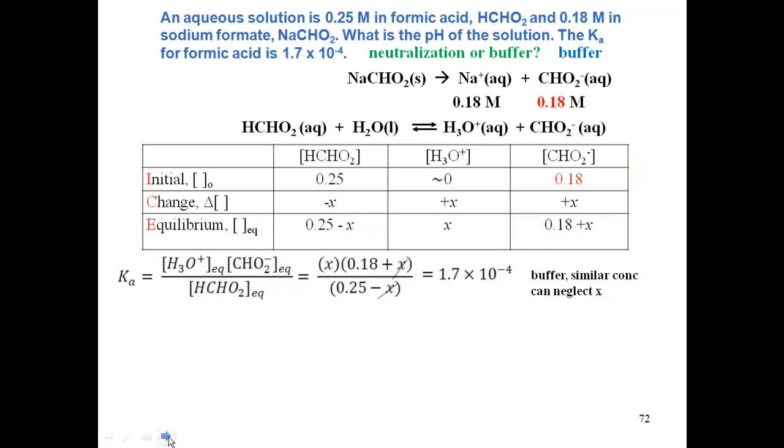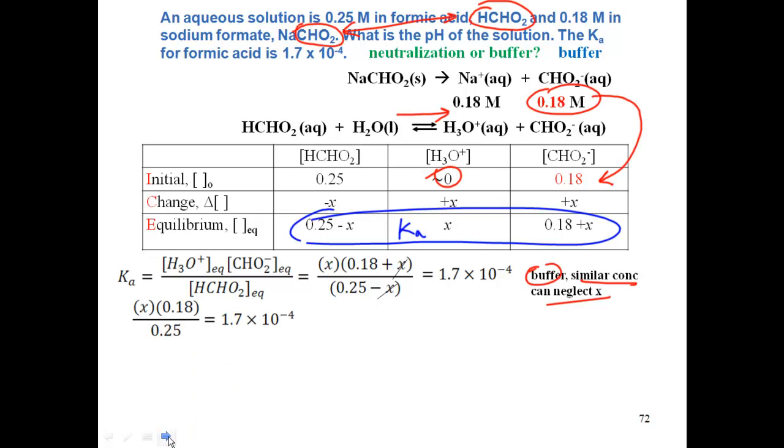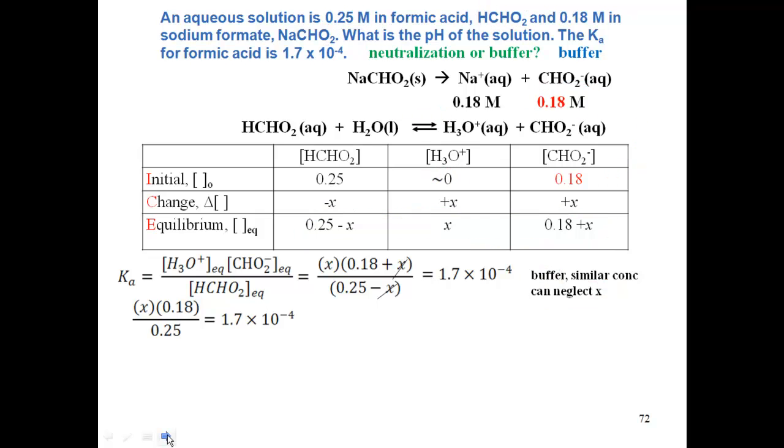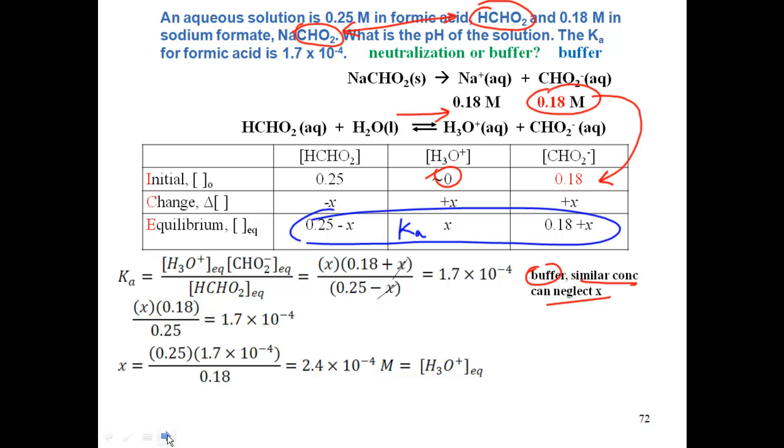So now that will lead me to X times 0.18 divided by 0.25 equal to 1.7 times 10 to the -4th. Mathematically, I will multiply both sides by 0.25 and divide both sides by 0.18. Which gets me X is equal to 0.25 times 1.7 times 10 to the -4th divided by 0.18, which is equal to 2.4 times 10 to the -4th molarity.